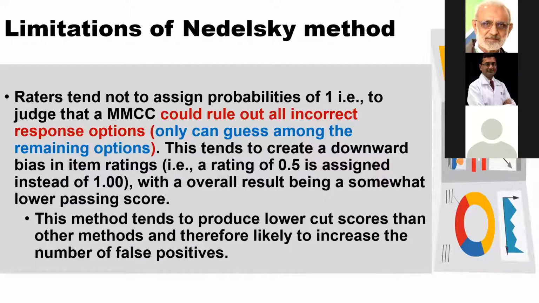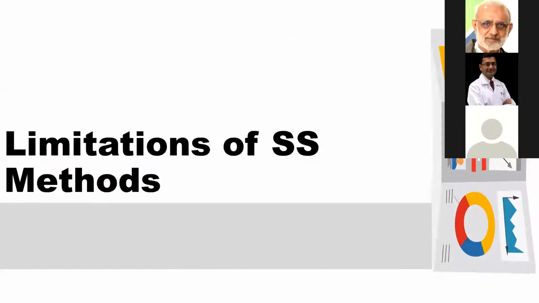This tends to create a downward bias in item ratings, that is, a rating of 0.5 is assigned instead of 1, with the overall result being a somewhat lower passing score. This method therefore tends to produce lower cut scores than other methods and therefore is likely to increase the number of false positives.